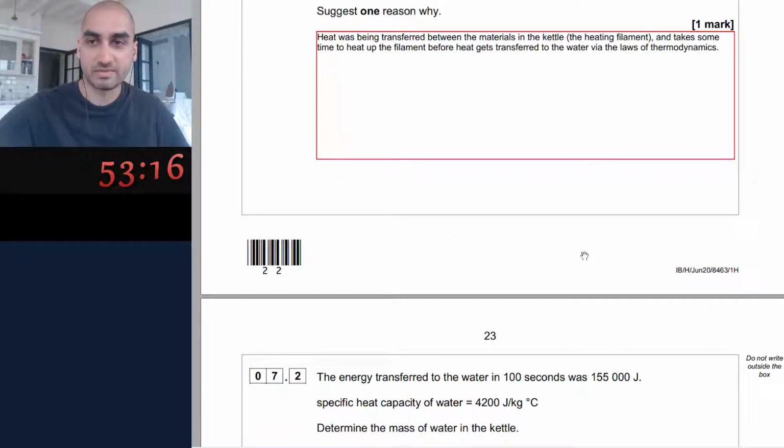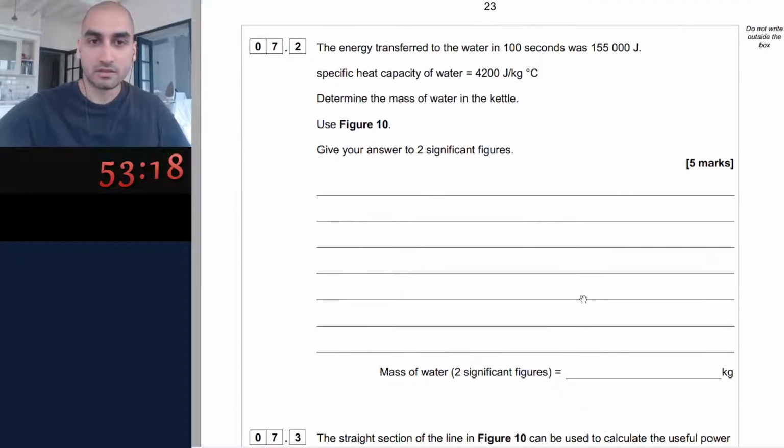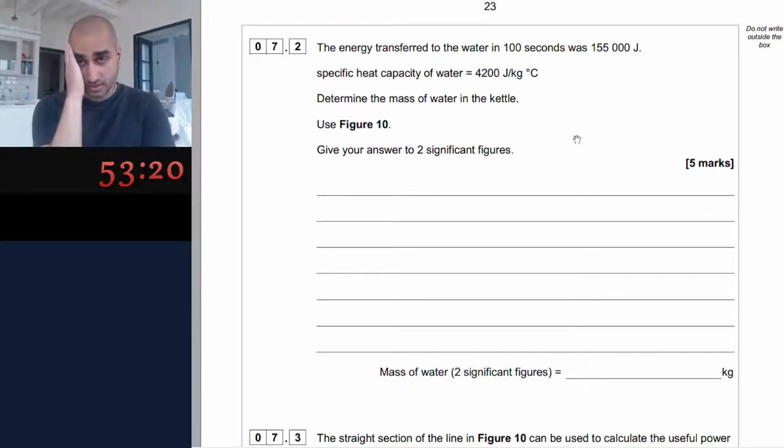I bet that's not the answer. I bet there's something even simpler. All right, the energy transferred to the water in 100 seconds was... Show the mass of water in the kettle. Heat capacity of water.